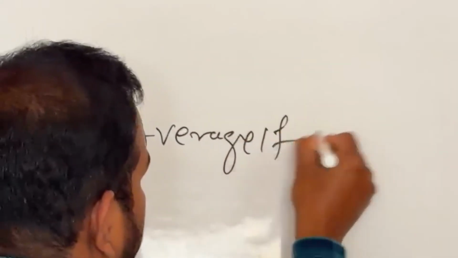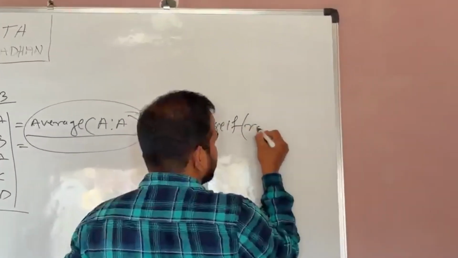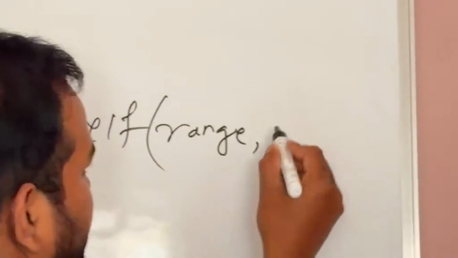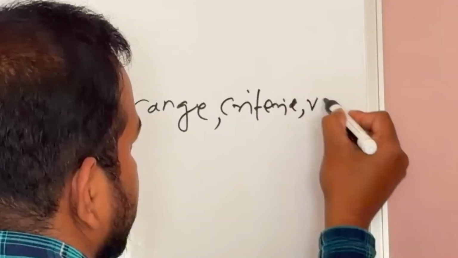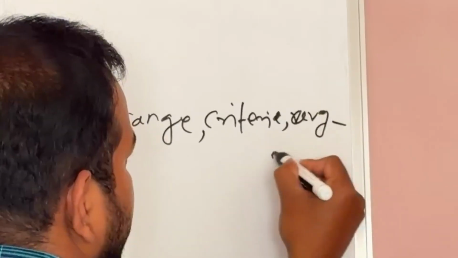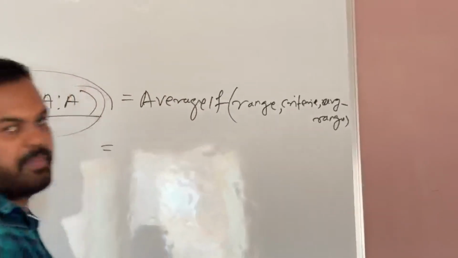Average if formula. The syntax is very simple. First you will give the range, which is your criteria range. Then in the second part you will give the criteria. Then the average range. Okay, let's break it part by part.